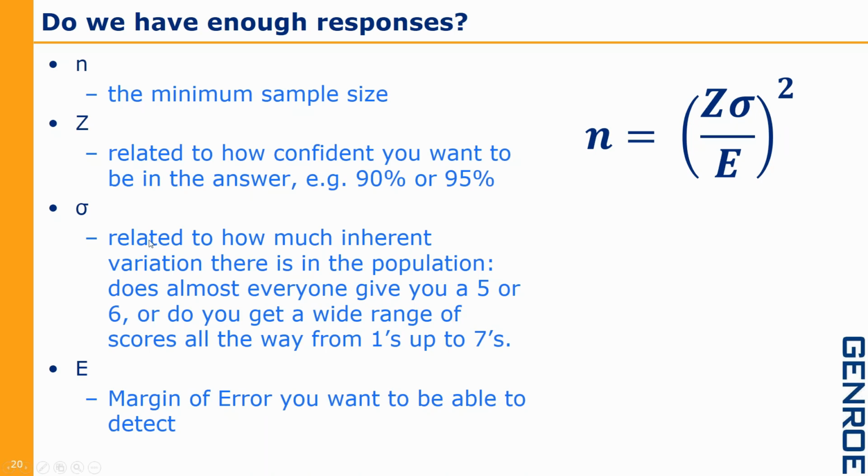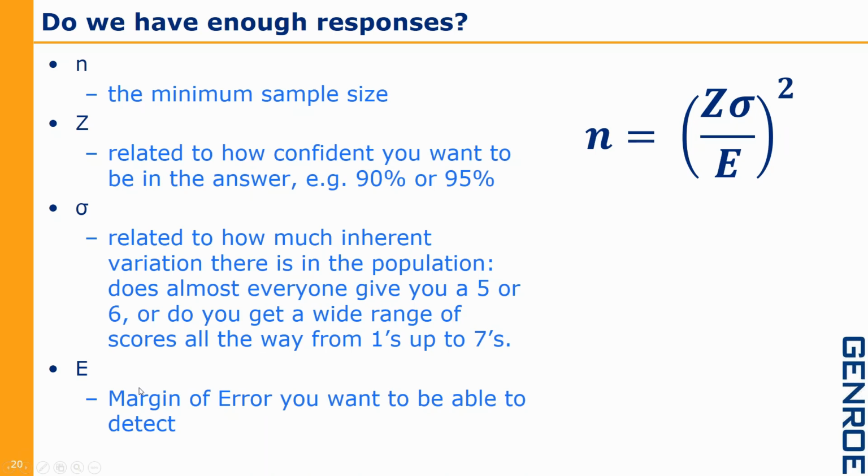If your population varies a lot, so if there's a very wide range of different scores you're getting back, then again, you're going to need more responses. You're going to need more sample size to do that. So if you want to be more confident, or you've got more variability in your population, you're going to need more samples.